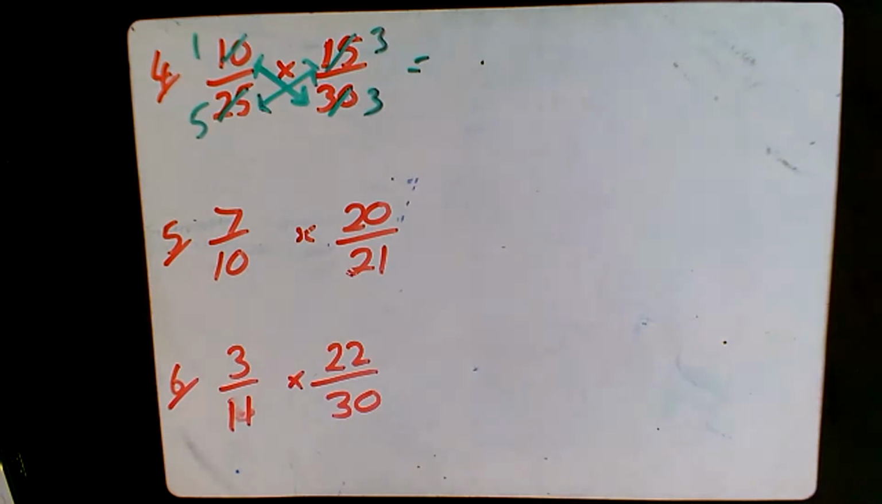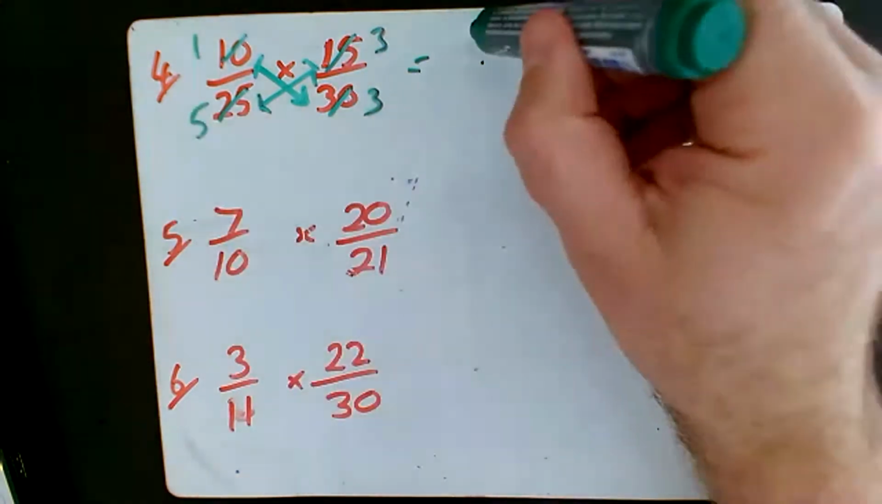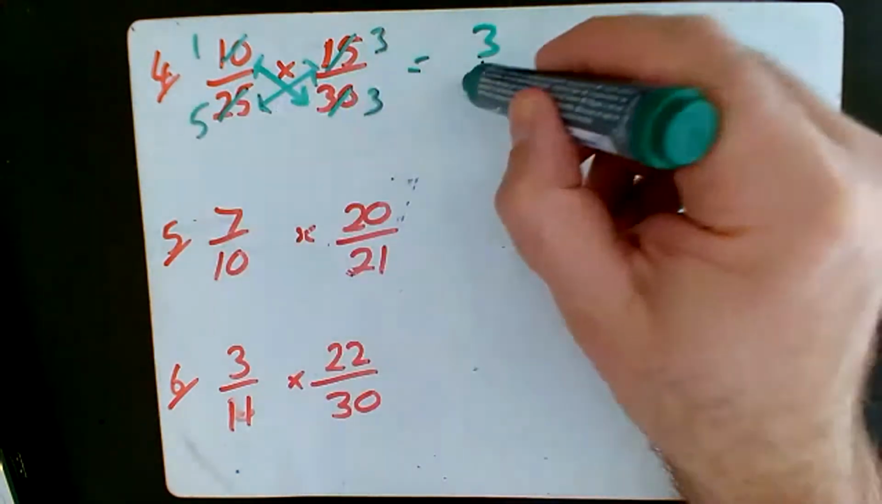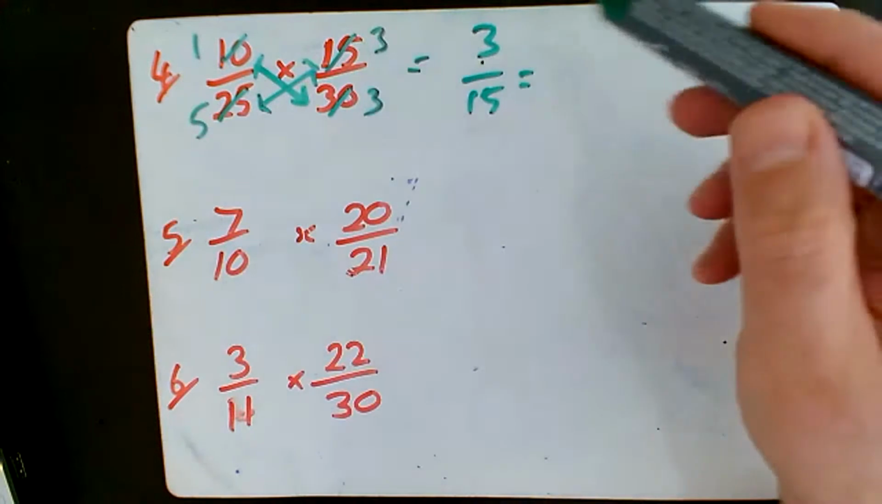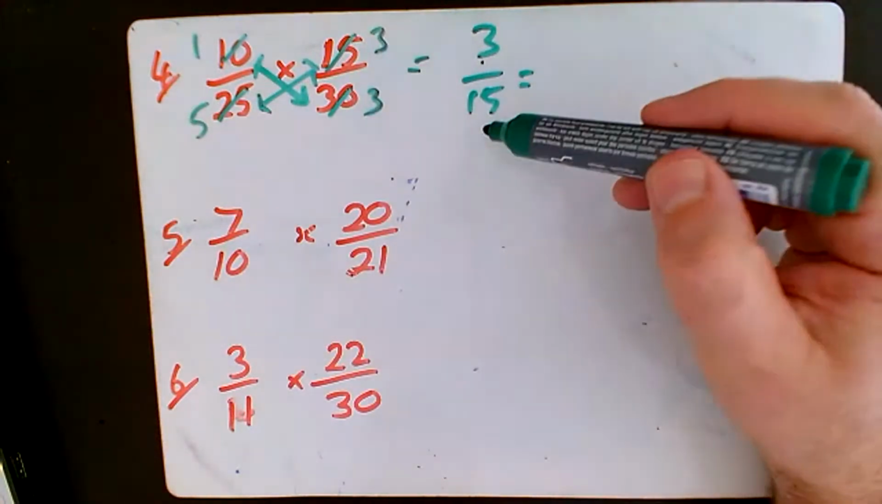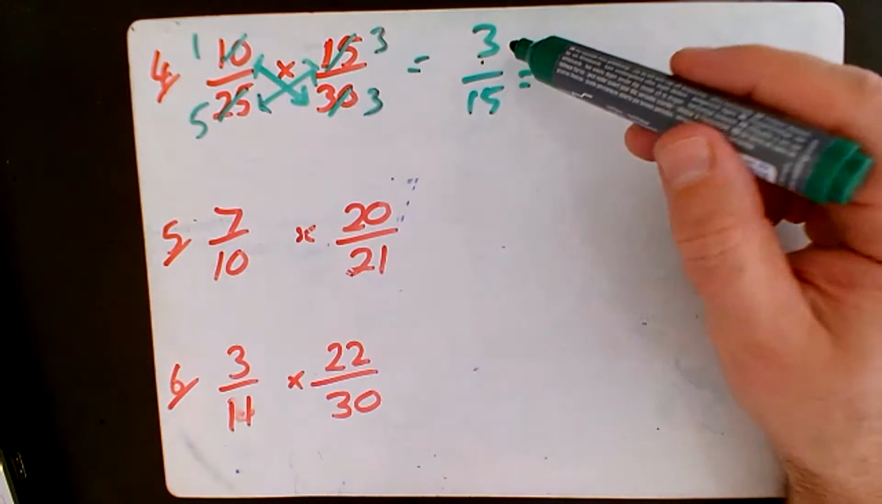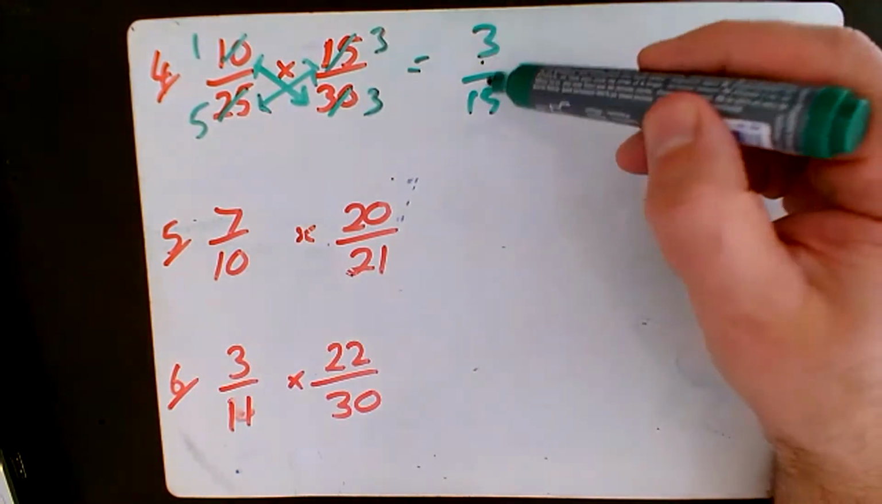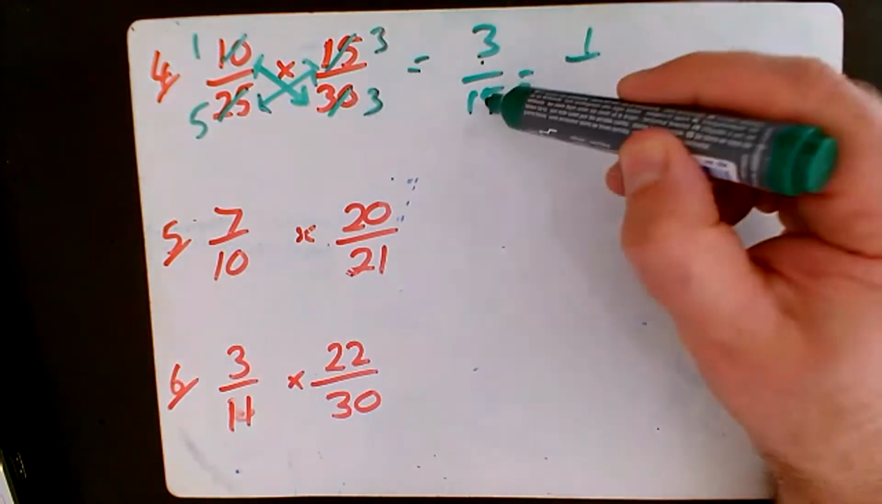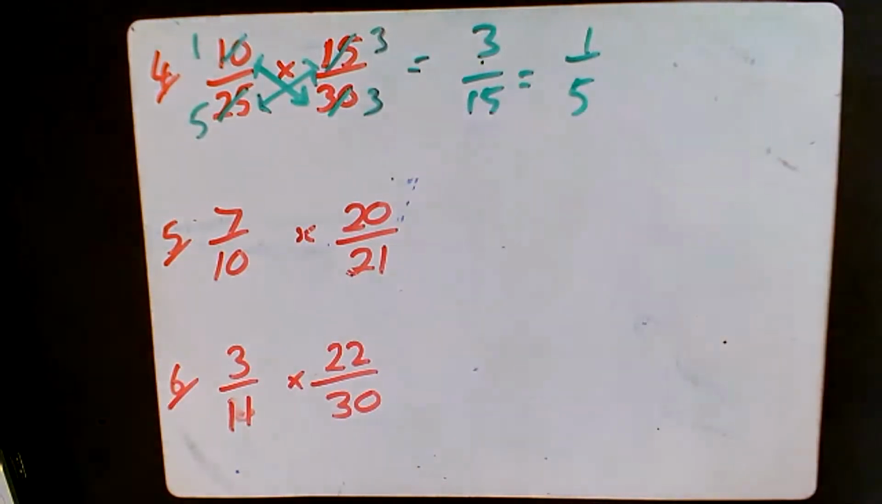Right, okay, so let's finish this one off. So we've got 1 times 3 is 3, 5 times 3 is 15, 3 15ths. I can simplify that further, can't I? I'm happy if we've just got 3 15ths, but if you can simplify, try and simplify it. 3 goes into them both. 3 goes into itself once, and the 15 5 times. 1/5.